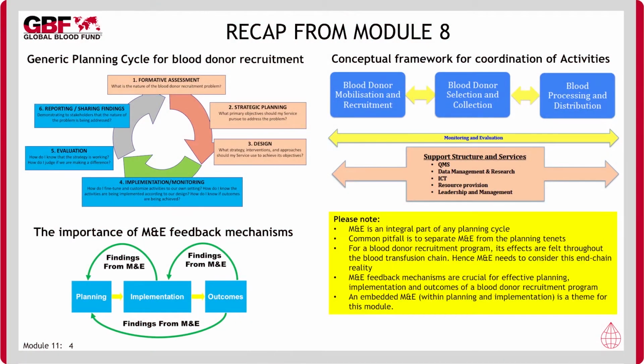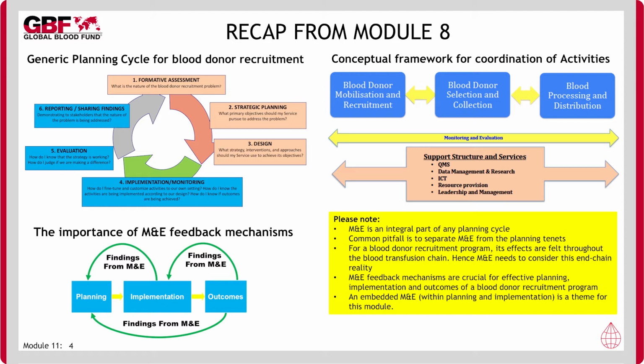In Module 8, we shared the 6-stage generic planning cycle for blood donor recruitment. We previously covered in detail the first 3 stages of assessment, strategic planning, and design. These are essential in establishing the groundwork for constructing an effective M&E system. Once a work plan has been developed, the next stages of implementation and monitoring, evaluation, and reporting and sharing findings become critical. Together, these constitute the key elements of monitoring and evaluation, which we will be concentrating on in this module.